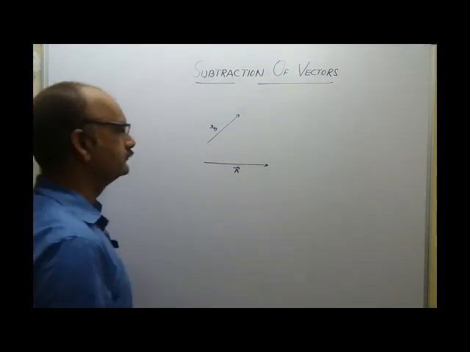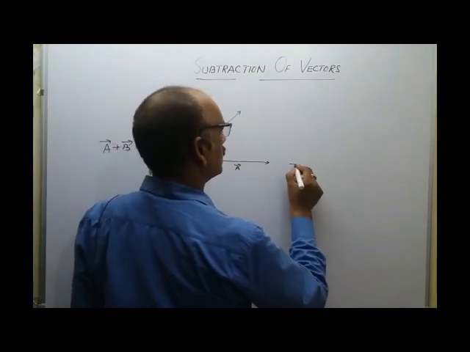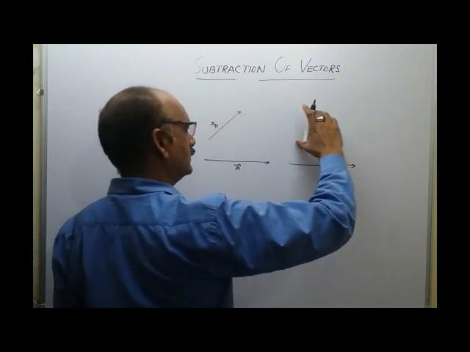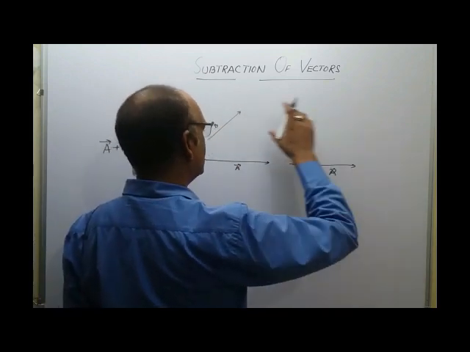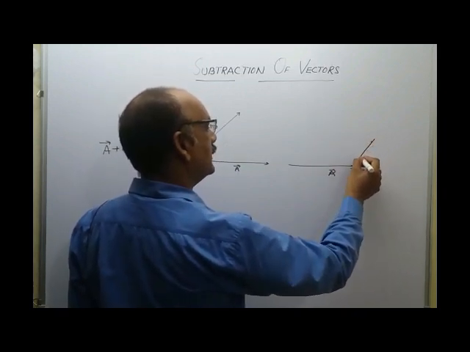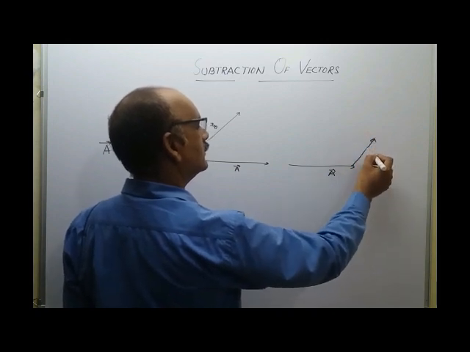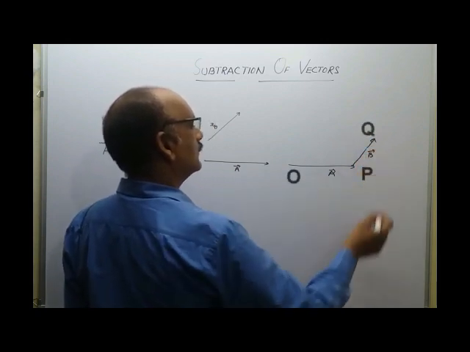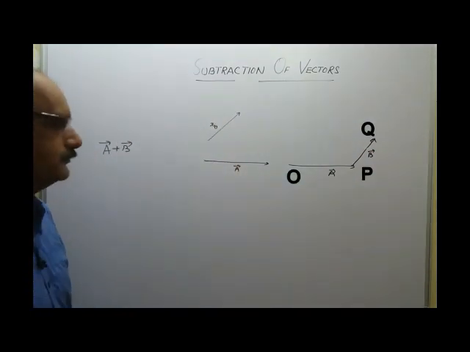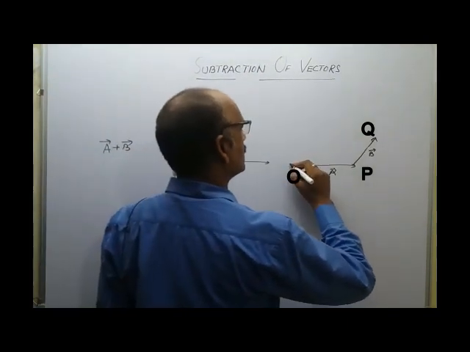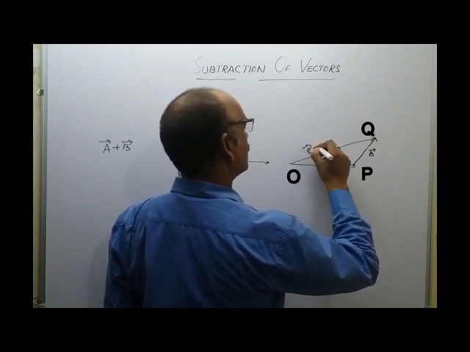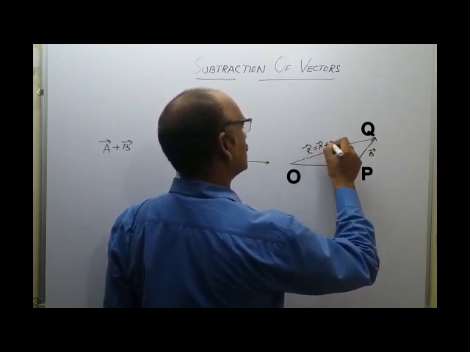What I will do? This is vector A. Now I will shift this vector right here and join it with the head of vector A in such a way that the magnitude and direction of vector B does not change. Now this is vector R equal to vector A plus vector B.